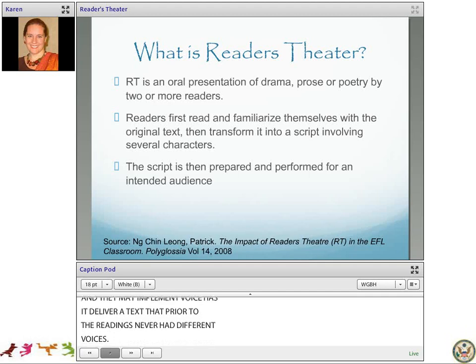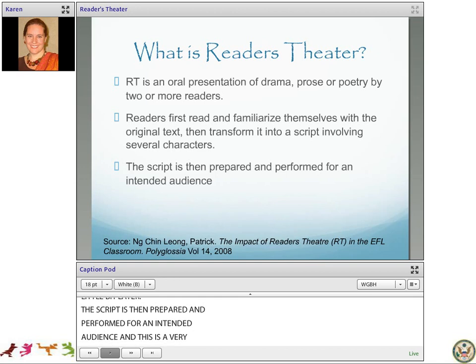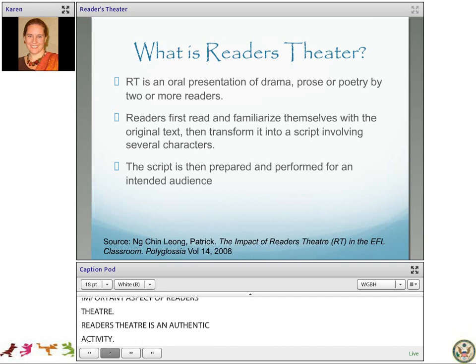The script is then prepared and performed for an intended audience, and this is a very important aspect of Reader's Theater. Reader's Theater is an authentic activity. And what do I mean by authentic? Authentic is that it exists in real life outside of the classroom as something that human beings do or enjoy doing.